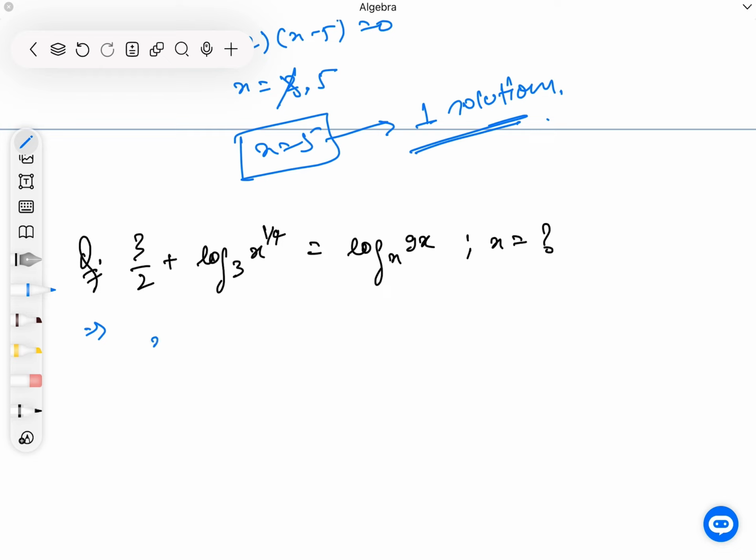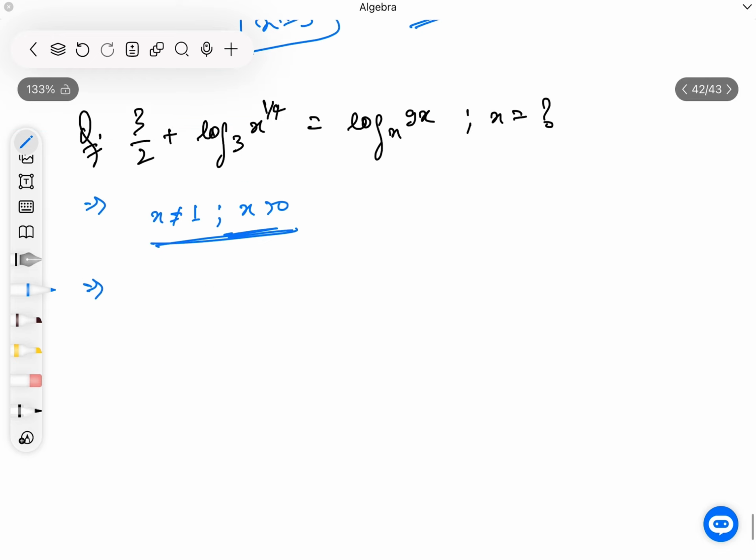So we can see that x cannot be 1, and x has to be greater than 0. So these are the two things that we know. Whatever values of x we find at the end of this, we can compare against them. Cool.